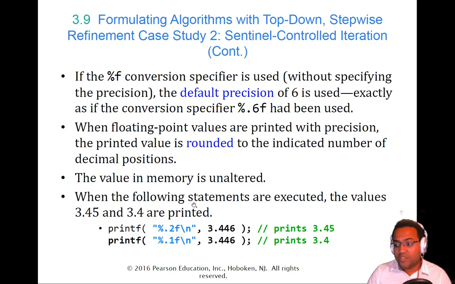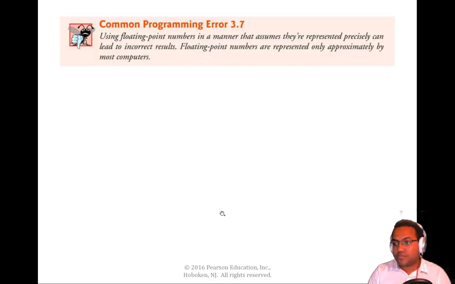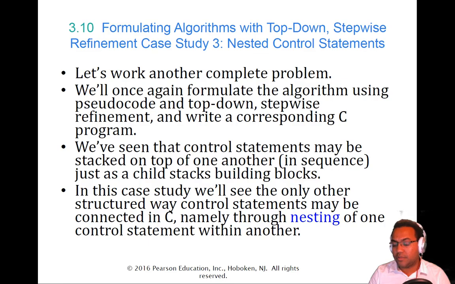When floating point values are printed with precision, the printed value is rounded to the indicated number of decimal positions. The value in memory is unaltered. When the following statements are executed, the values 3.45 and 3.4 are printed. But the value 3.446 does not change in the memory location. The only thing that changed is what you presented to the program.